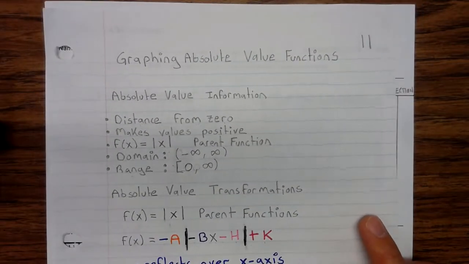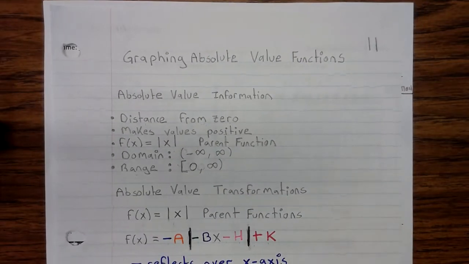All right, graphing absolute value functions on page 11. Absolute value information: it's the distance from zero. It makes values positive. f(x) = |x| is a parent function. Domain is negative infinity to positive infinity. Range is bracket 0 to infinity.